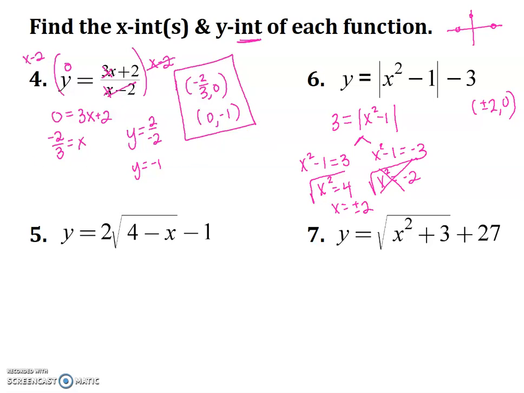Then to get my y-intercept, I'm going to plug in 0 for x. So that's going to give me y equals the absolute value of 0 minus 1, so the absolute value of negative 1, minus 3. The absolute value of negative 1 is positive 1. So then we have 1 minus 3, so y is going to equal negative 2. So that will make my y-intercept 0, negative 2.